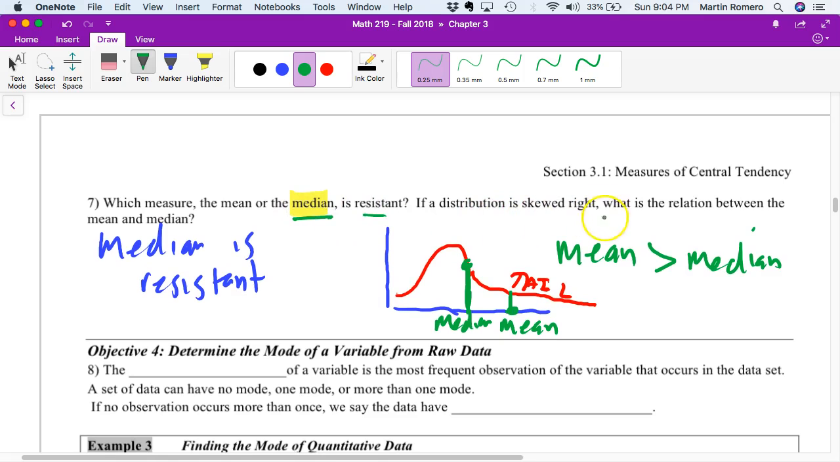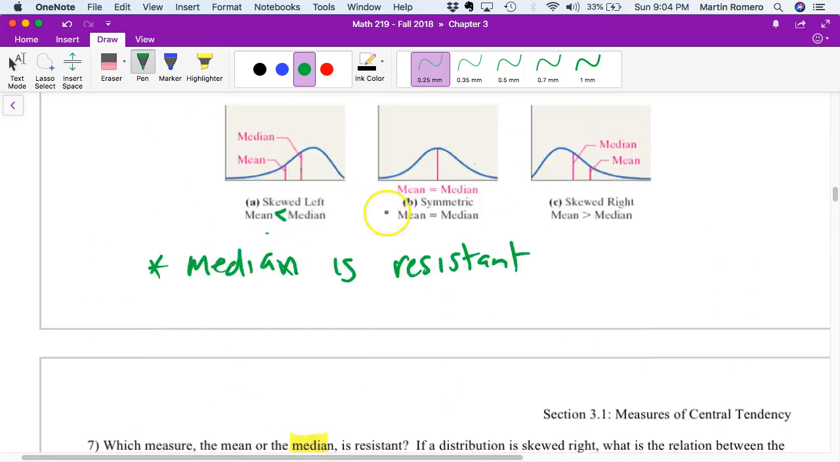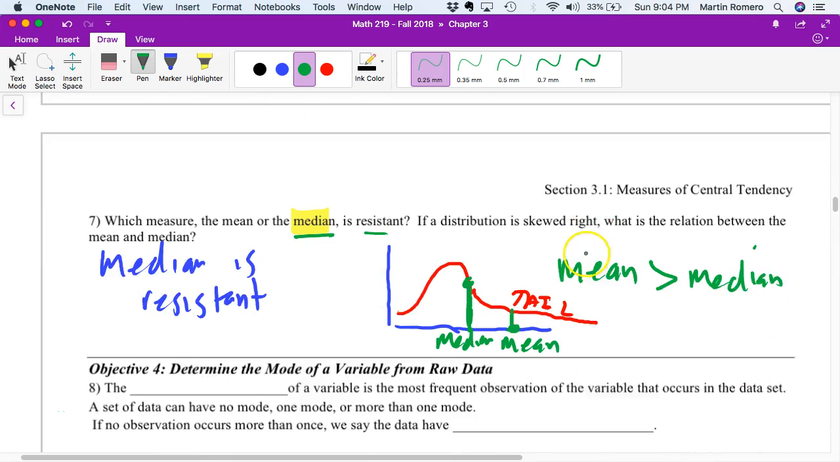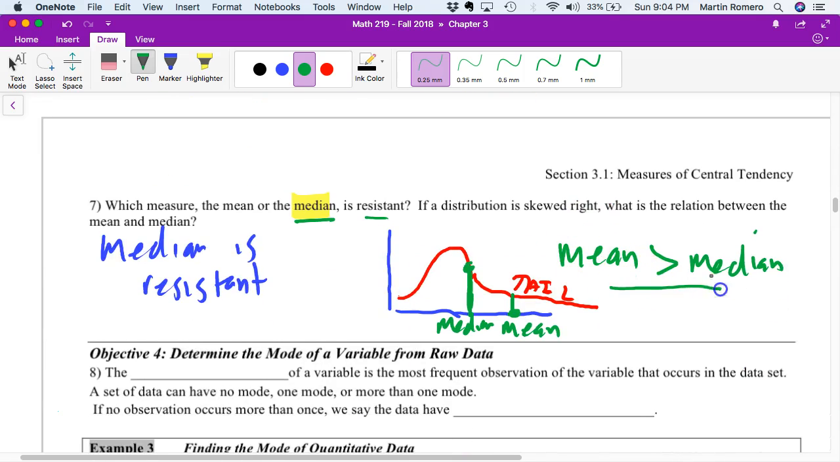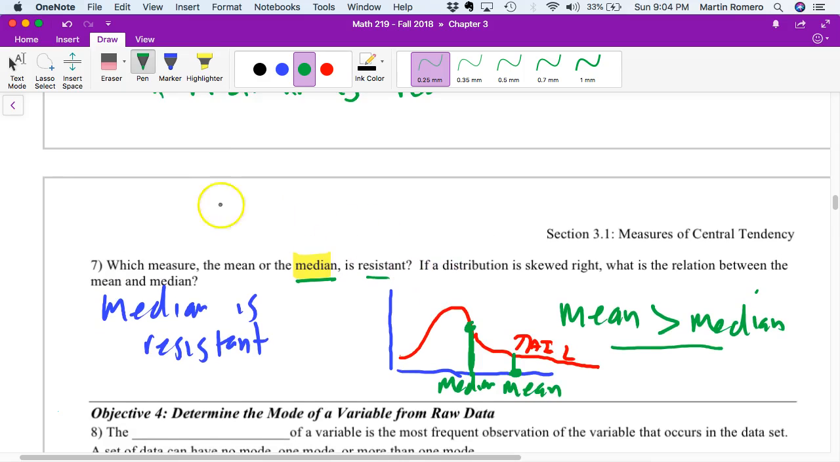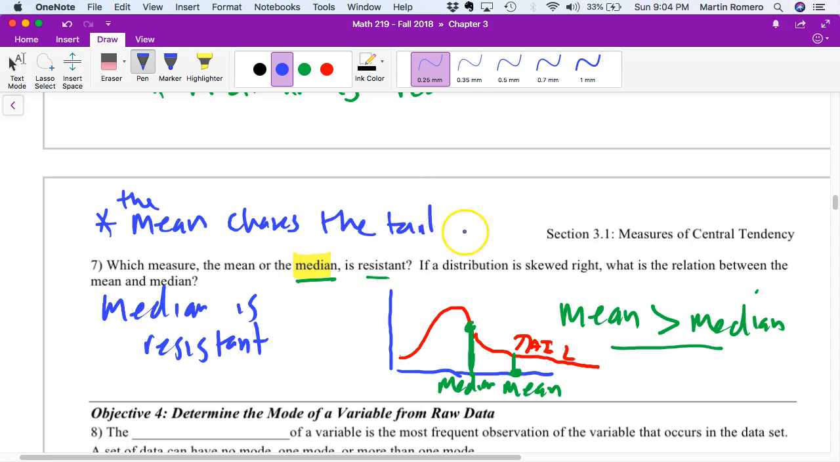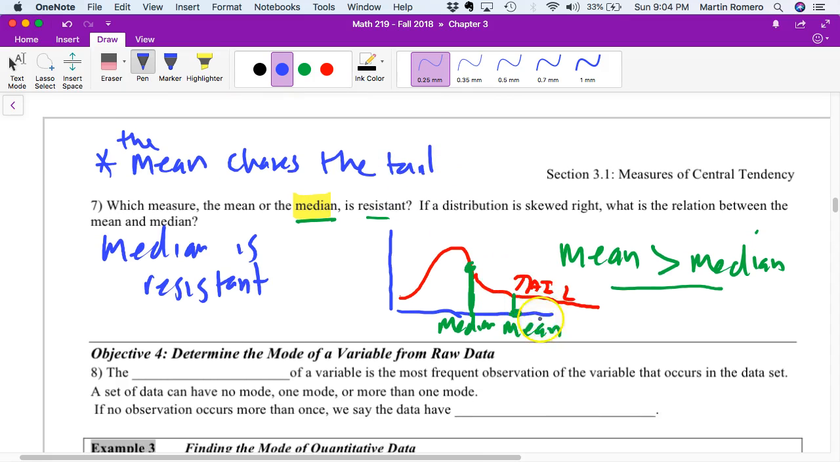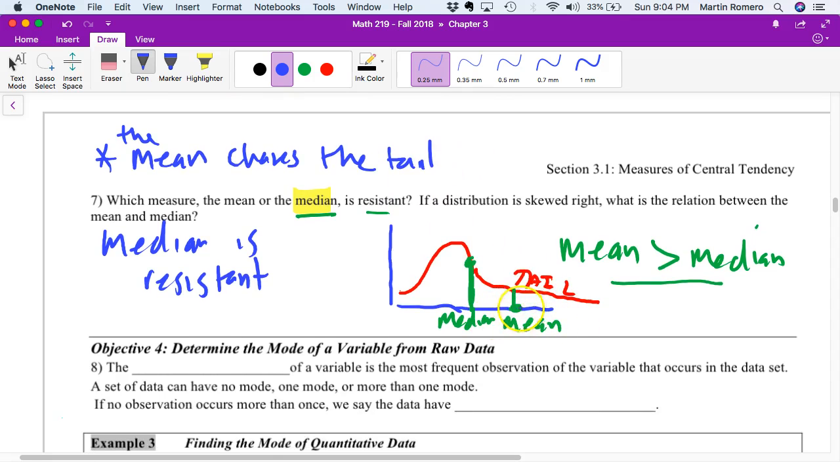If a distribution is skewed right, what is the relationship between the mean and median? Here's skewed right, and you will see that the mean is greater than the median when it's skewed right. It follows the tail. If you can remember the visual, I always say the mean chases the tail of the distribution. It's like a dog chasing its own tail. So the mean goes towards that. That's how I know it's bigger than the median. The median always stays in the middle.